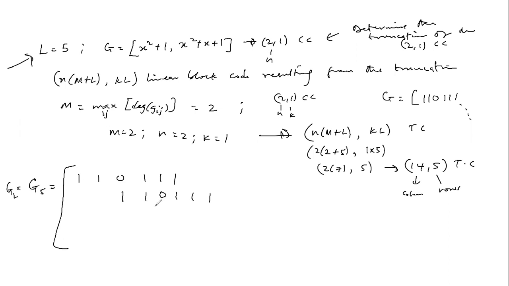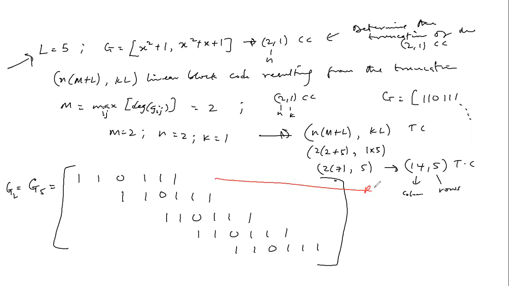That's the second row. I'm going for 5 rows. Then we shift again by 2: 1, 1, 0, 1, 1, 1. Then we shift again by 2: 1, 1, 0, 1, 1, 1. That's the fourth row. And then the fifth row, shift by 2: 1, 1, 0, 1, 1, 1. So here we go. We have row 1, row 2, row 3, row 4, and row 5.